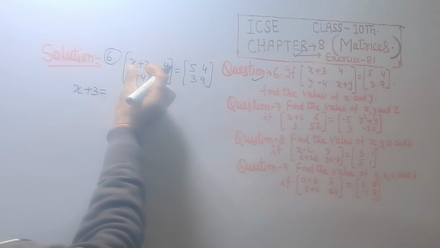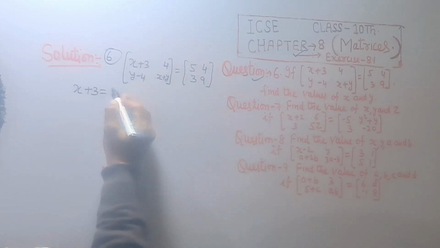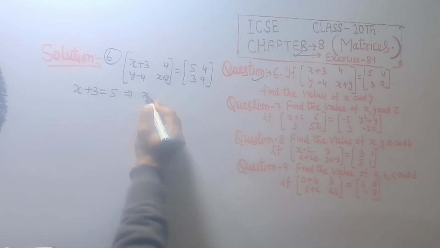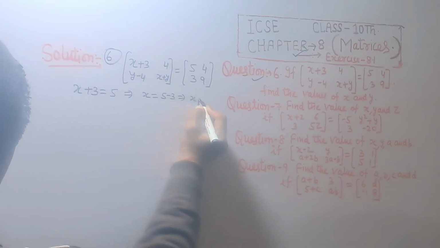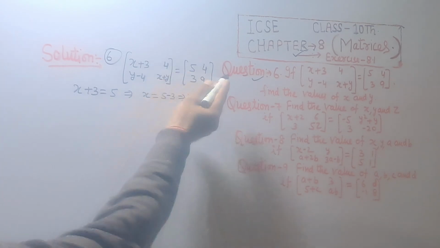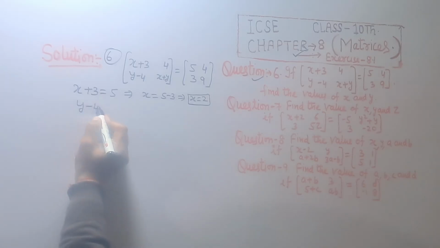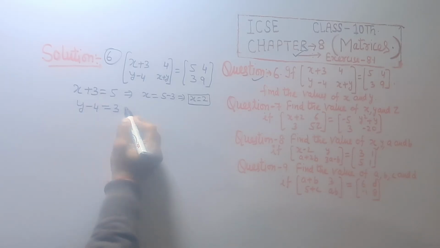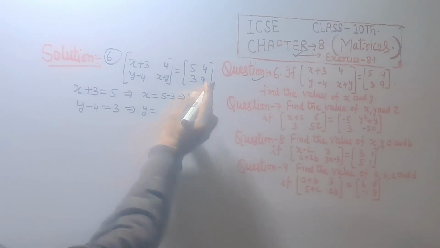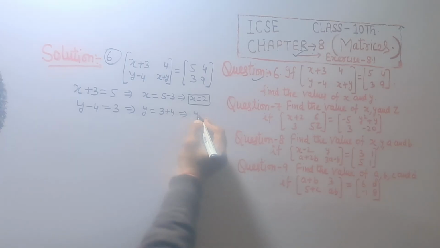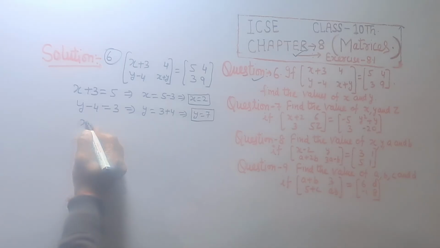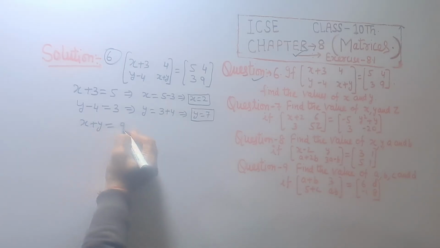Then first, x plus 3 is equal to 5, which implies x equals 5 minus 3, x equals 2. And 4 equals 4, then y minus 4 equals 3, which implies y equals 3 plus 4. So y equals positive 7, and x plus y equals 9.